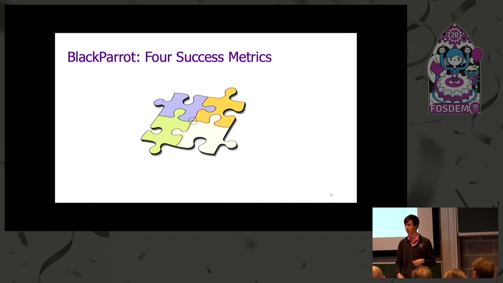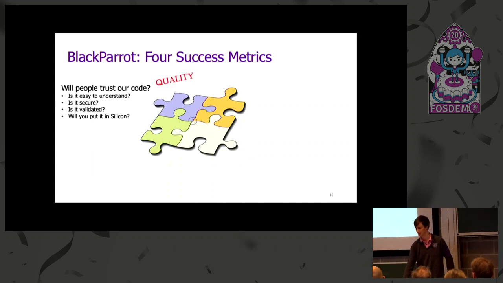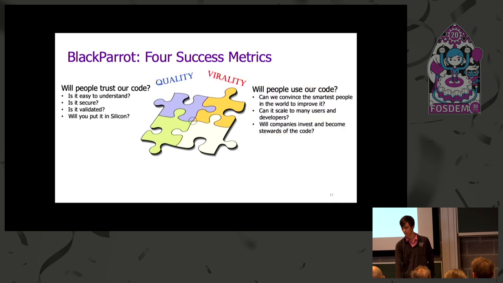So on our route to going global, we measure our progress around four distinct axes. We have quality: will people trust the code? Will people be able to justify putting it into silicon? Then, will people be able to use it everywhere? Will it fit into all use cases and be able to use all accelerators with it?